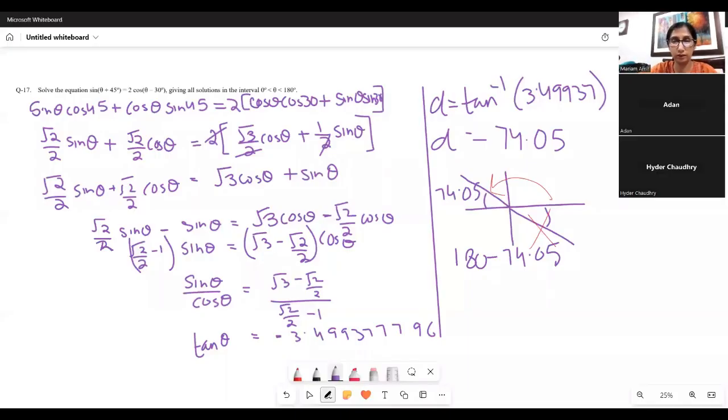The answer is theta equals 180 minus 74.05, which is 105.9 after rounding to one decimal place.